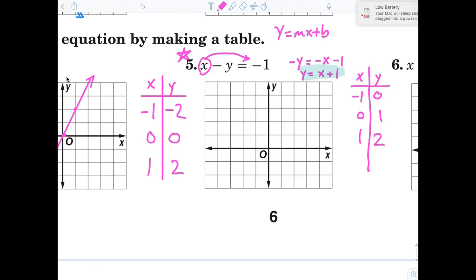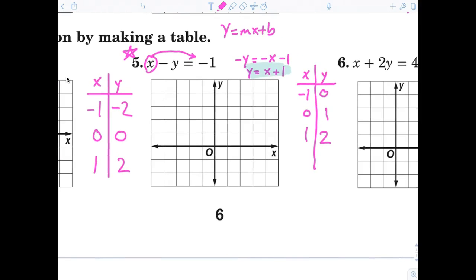Now all you have to do is plot those points. And then that should make your line. So here we go. If I do that, -1, 0, 0, 1, 1, 2. Look at that. Perfect line. Every time. All right, again, very simple. Very, very simple.